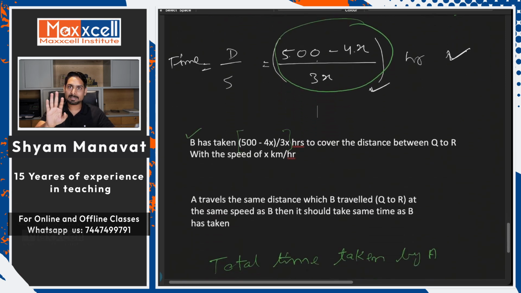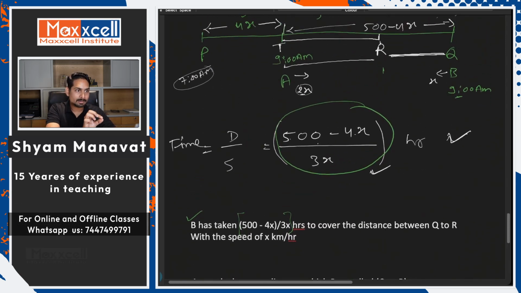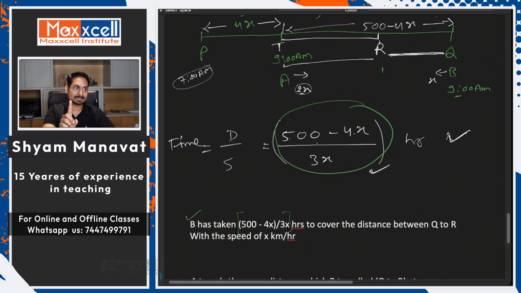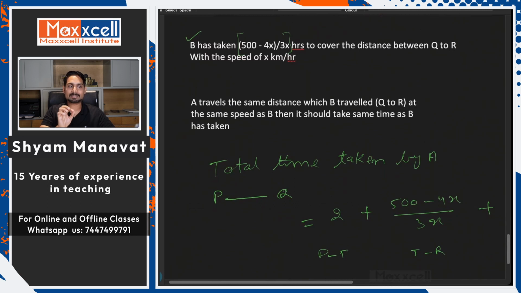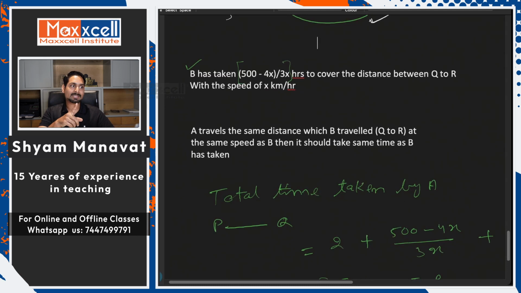So time taken by A to cover T to R, first understand this. Time taken for A to cover T to R is (500 minus x) by 3x. Are you okay with this? Distance upon relative speed, right? Okay, now same time taken for B also. What is the time taken by B? (500 minus 4x) by 3x.